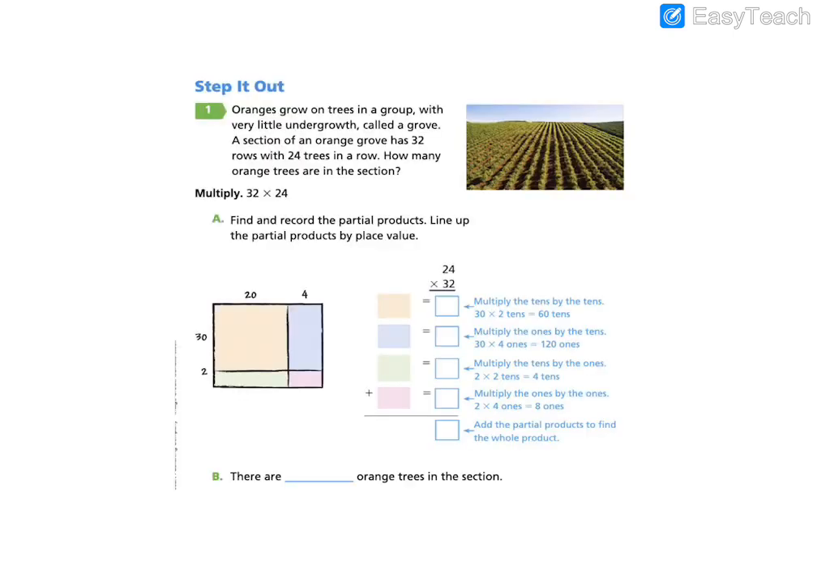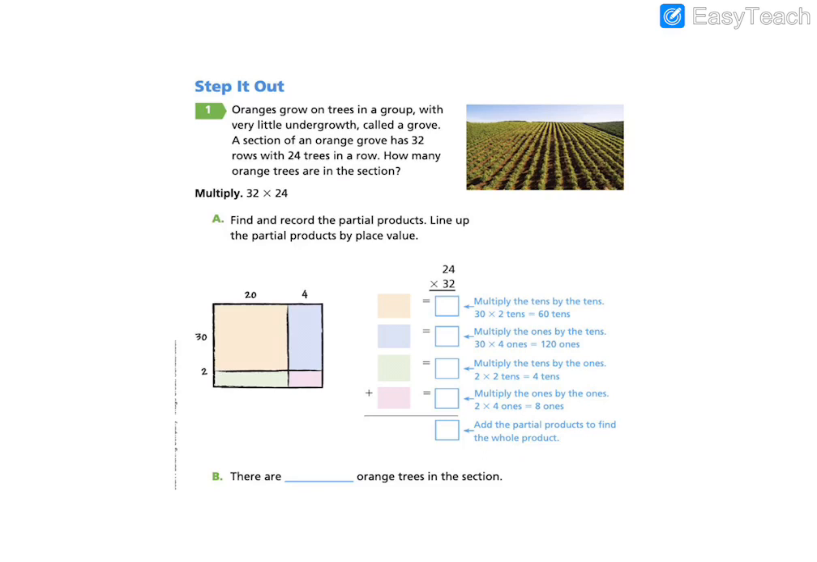All right. Number 1. Oranges grow on trees in a group with very little undergrowth called a grove. A section of an orange grove has 32 rows and 24 trees in a row. How many orange trees are in the section? Okay, so we know we need to multiply 32 times 24. We have our area model already set up for us here. Let's go ahead and complete our area model before completing this section.